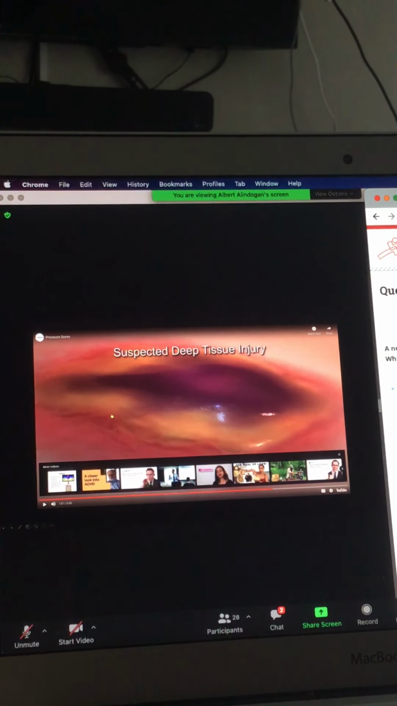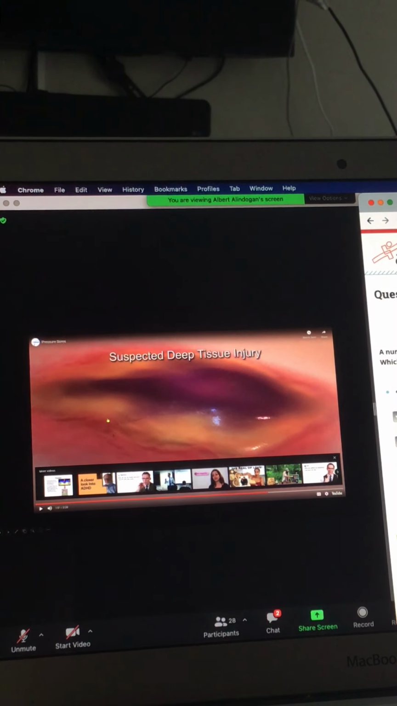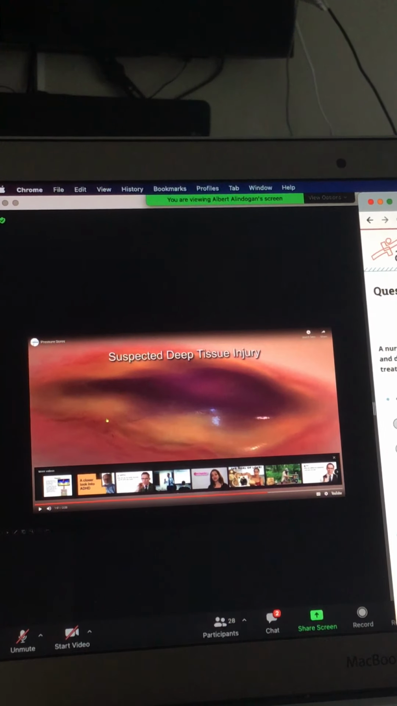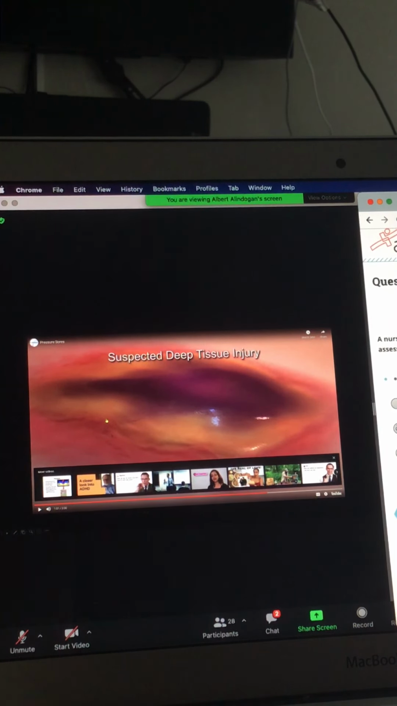That is scary. Why? Because that tells you that the injury is way deep. That means if you break the skin on this patient with SDTI, it could automatically be a stage 3 or stage 4 pressure ulcer already. So that's how serious the problem is. The only bad part is, the only way we can distinguish it is the discoloration in the skin.